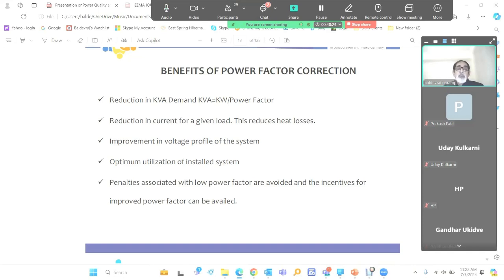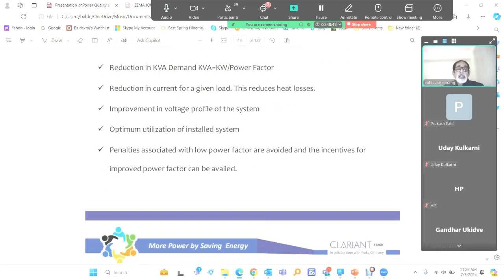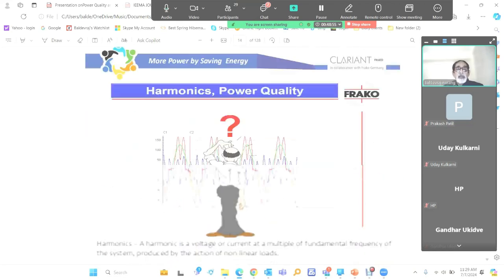Then the voltage profile of the system is improved. When we are running at a lower power factor, our voltage is poor also, and when we improve the power factor, the voltage profile improves. Then the entire system, the transformers, the cables, and everything, is utilized to the full optimum design value. We can take the maximum out of the system, and we can avoid whatever penalties are there, or get the incentives, if we maintain the power factor.